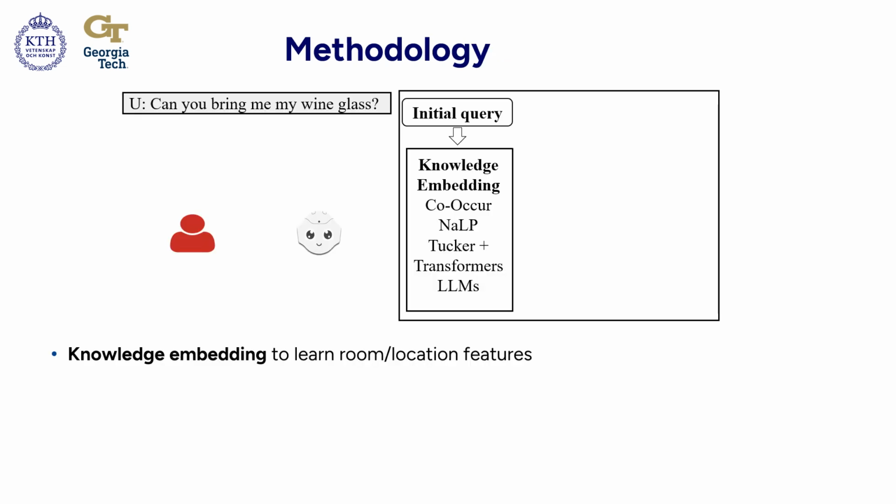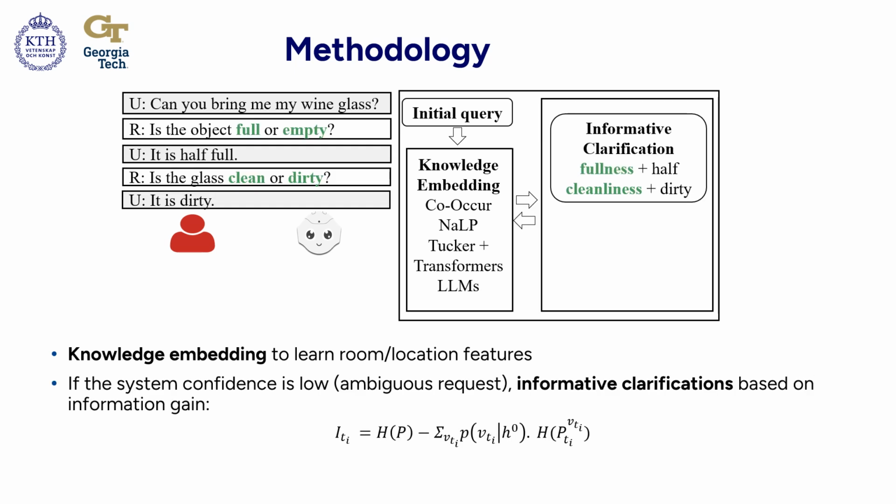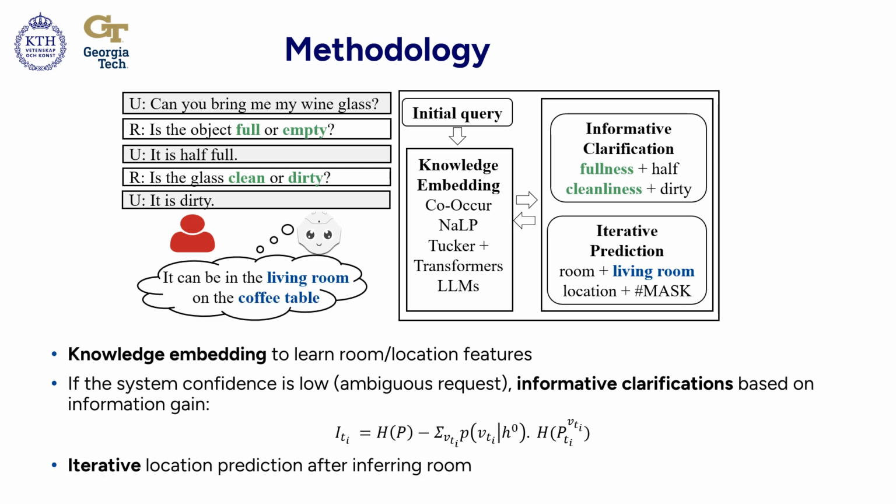We first build semantic encoders, or use LLMs, to obtain the relationships between object semantic properties and their location and room features. Then, using these representations, we present an informative clarification technique that maximizes the system's information gain in case of ambiguities. Finally, we propose an iterative prediction process that first identifies the likely room containing the object, then, conditioned on the room, the object's likely placement, as in the following example.